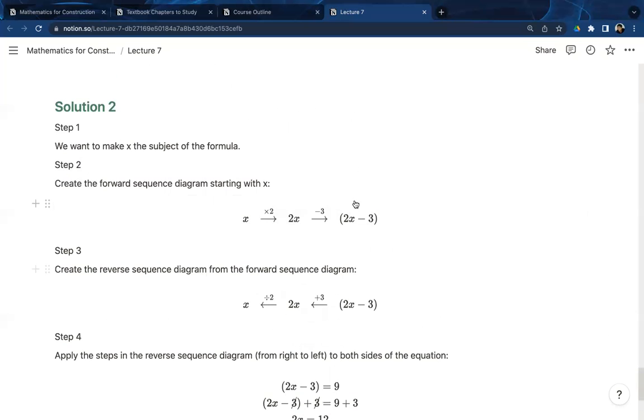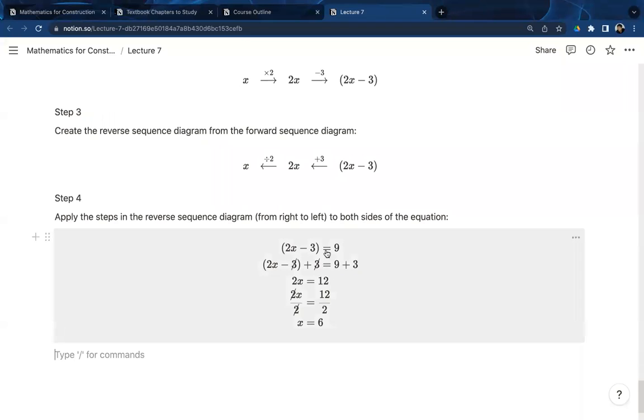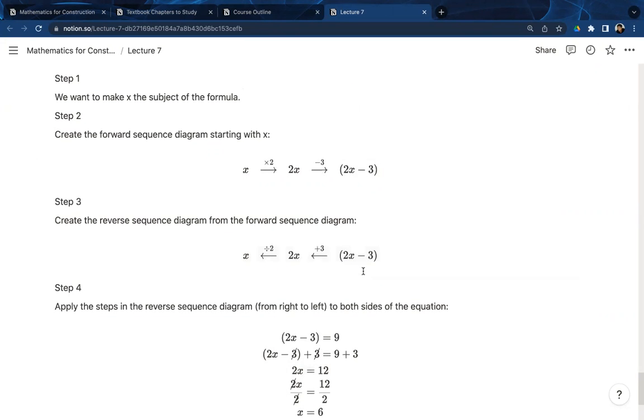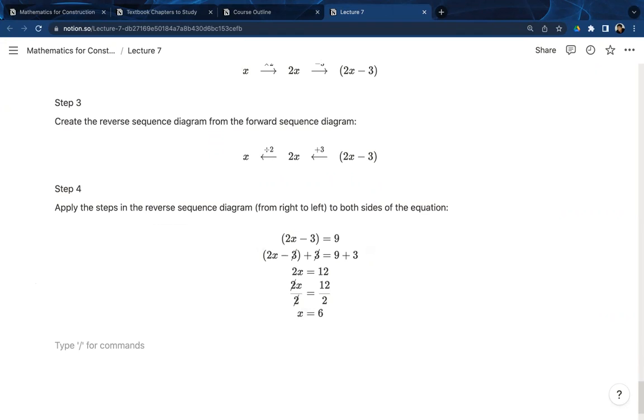Now, you don't have to write all of these things out or even do the sequence diagrams. You could just start doing the working like this. That is the level I'm hoping you all get to, where you could just do the working and see the steps. But for those who are unable to see the steps and not too sure what you need to do first, the sequence diagram is the answer to that, okay?